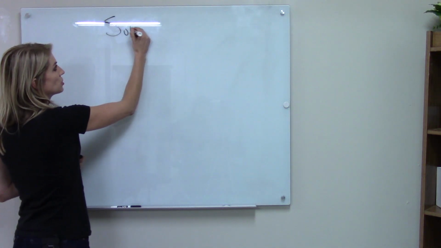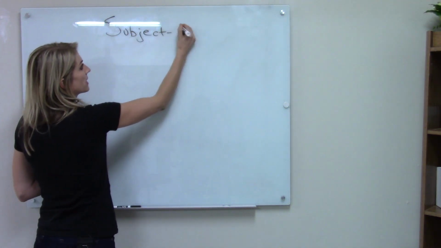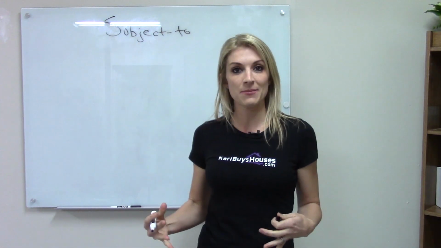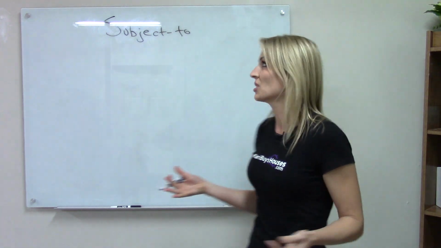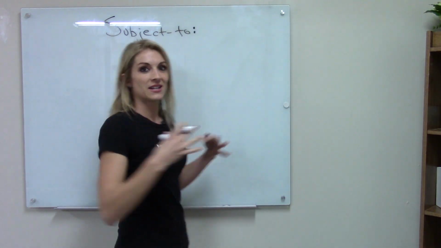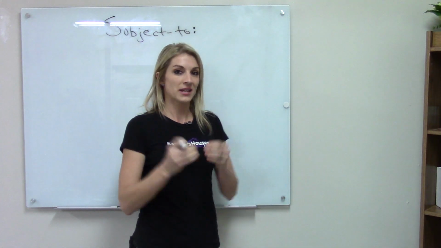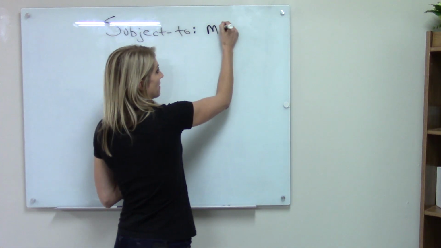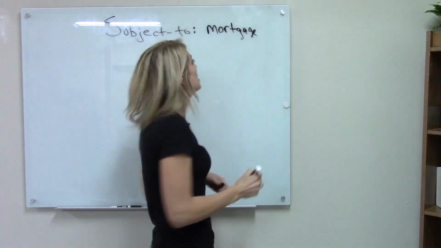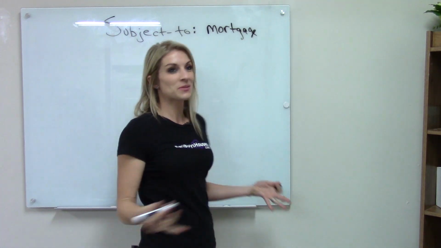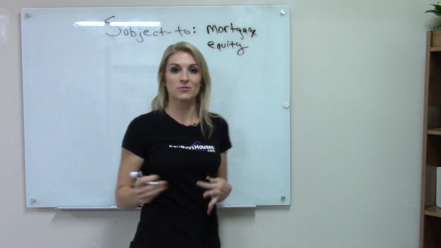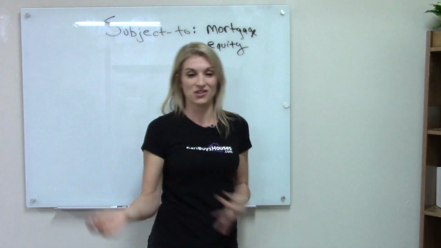Well, a subject to is when a seller has an underlying mortgage and you take over the payments on that underlying mortgage. So when you think about a subject to transaction, well, what kind of criteria has to go into creating a subject to? There has to be a mortgage, right? If there's no mortgage, there's no subject to deal. So there has to be a mortgage. There has to be some kind of equity, okay? So why? Because we don't want to take over a mortgage where we can't cash flow the property.